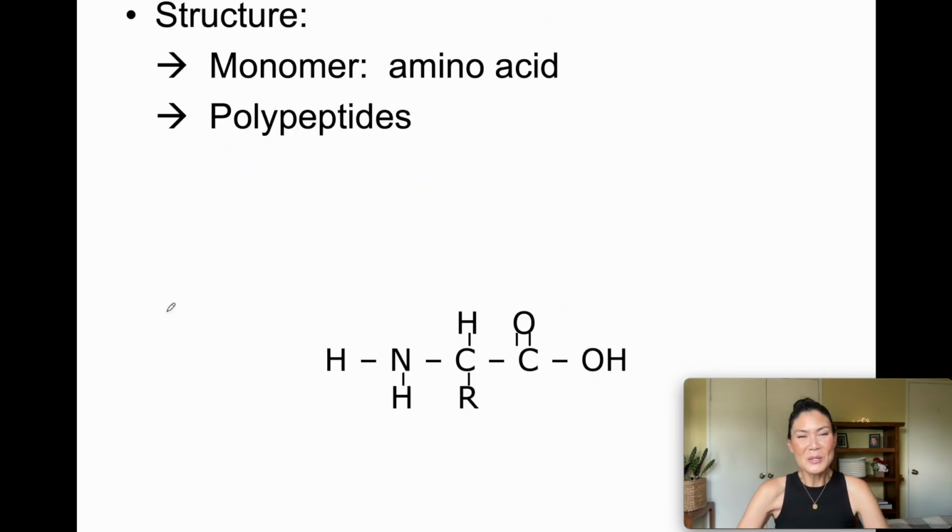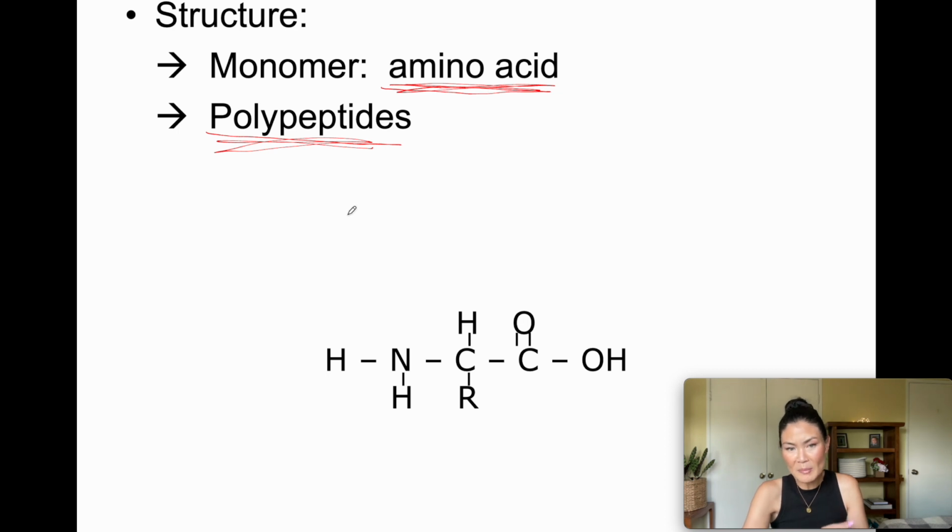Okay, so proteins are polymers. When we say polymers, that means that they're made up of monomers. And the monomers of proteins are called amino acids. Amino acids make up long chains of proteins, or what we call polypeptides. Remember how long chains of sugar are called polysaccharides? Well, long chains of amino acids that make up proteins are called polypeptides.